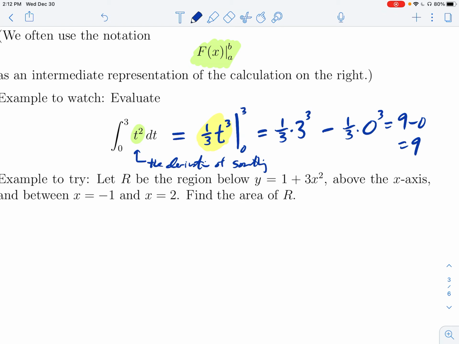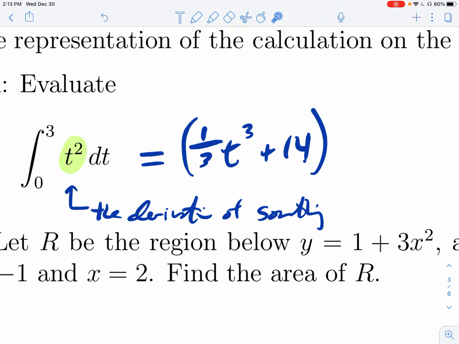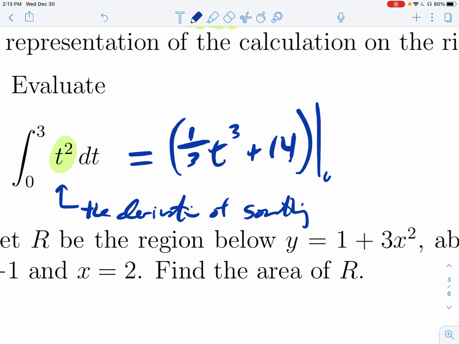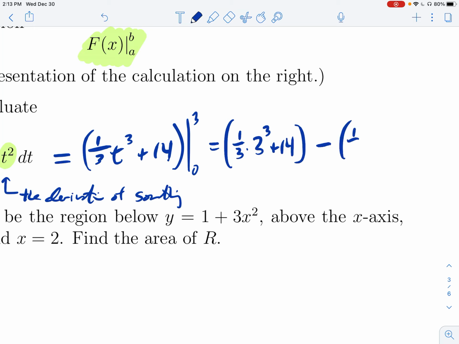And let me make it clear that it doesn't matter which antiderivative you pick. Suppose you're feeling really difficult, and you decide, oh, Patrick, I want 1/3 t cubed plus 14 to be my antiderivative. It is true that the derivative of this function gives me t squared, so you are allowed to do that. So we would plug in 3, and we would have 1/3 times 3 cubed plus 14 minus what we get if we plug in 0.